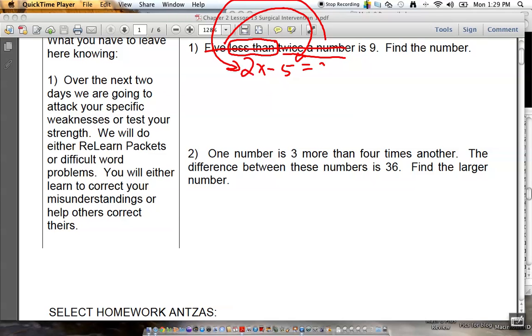Then it says is 9. What's my next step here? Add 5 to both sides, good. 2x is 14. Then divide by 2. X is 7. Okay? So that's the first part. Is there any problem with that? Anything I can explain to you guys? The most common mistake here is that people do exactly what Steven said, 5 minus 2x. It has to be what Max said, 2x minus 5.